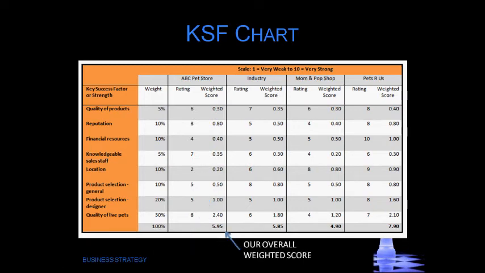Okay, so we've totaled all these up. And then we compare them. And we can compare them not only total to total. So we're okay against mom and pops. We're a little bit above the industry, not so bad. But we really suck compared to Pets R Us. So we can look and see, where are we really not doing well? Okay, well, financial resources is a big one. And another one, financial resources is a big one here, and so is location.